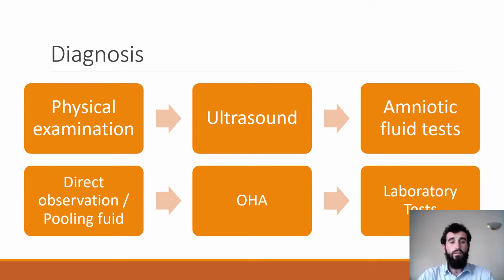In the diagnosis, we have first of all the physical examination, that, as I said, is the direct observation of the leaking of fluid or the pooling fluid in the vaginal posterior fornix. If we have doubts, we have to ask for an ultrasound, where we can find oligohydramnios. But if we still have doubts, there are some amniotic fluid tests and laboratory tests that will allow us to have evidence of the rupture of membranes.